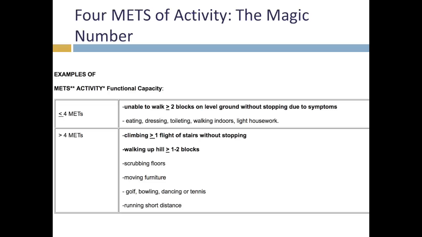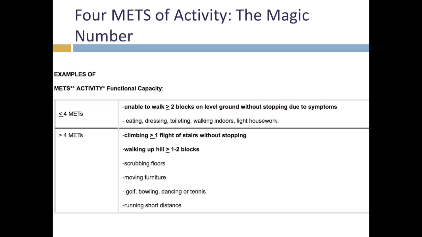The next slide helps define functional capacity. We talk about metabolic equivalents, or METs, of activity, and when we look at preoperative risk assessment, the magic number is 4 METs: if you can do more than 4 METs of exercise, then you are considered reasonable risk for almost all surgery.